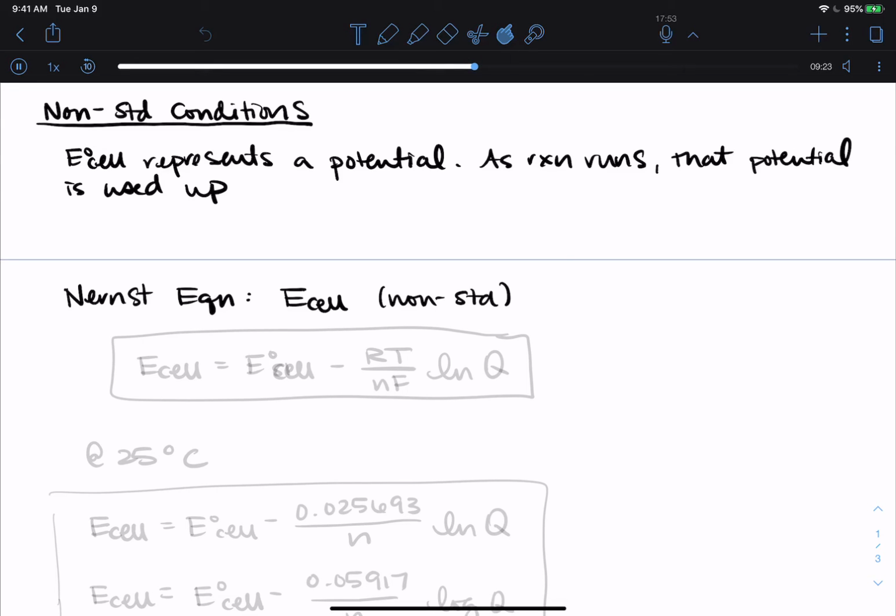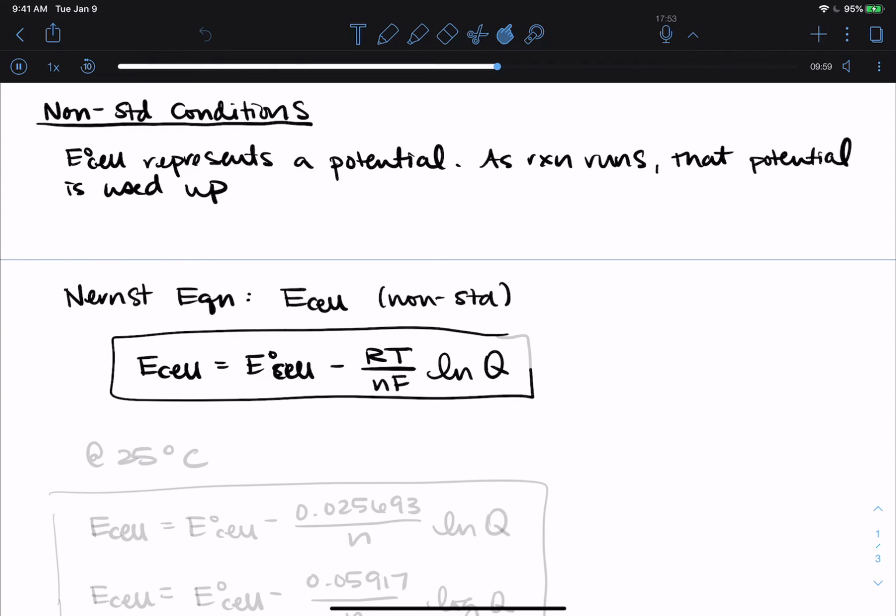And the format looks exactly like our delta G format. So the non-standard cell potential is equal to the standard cell potential minus RT over nF times the natural log of Q. And Q is the reaction quotient, exactly like it was when we were looking at non-standard delta G. So this is with every variable explicit.